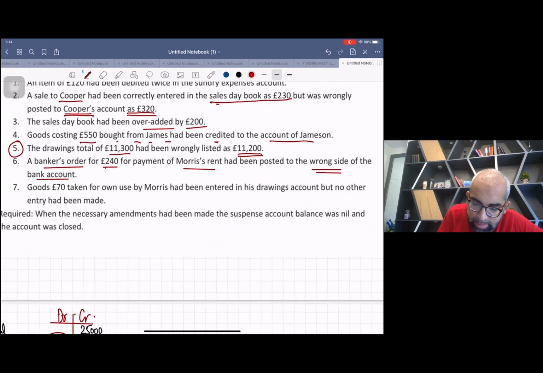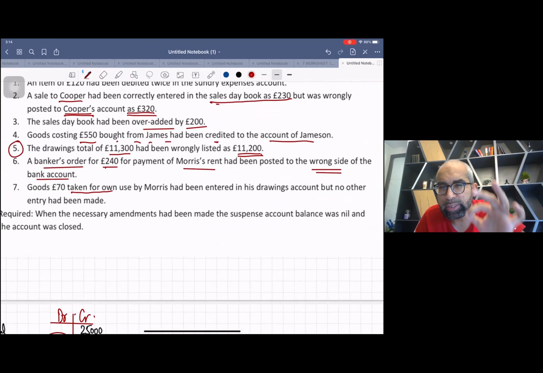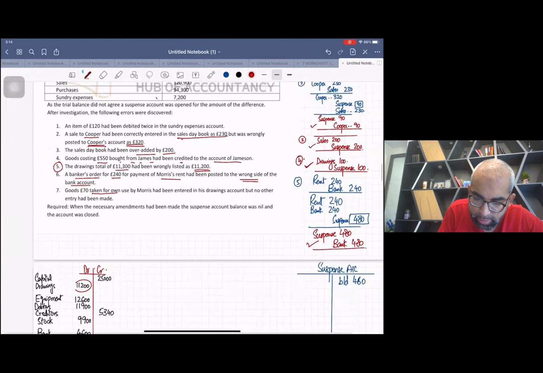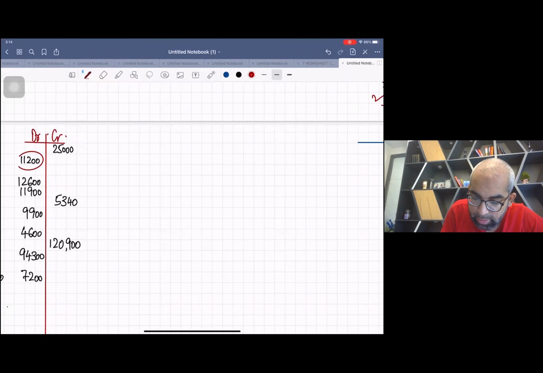Number 7, goods 70 pounds taken for own use. That means goods, meaning stock or inventory, taken for own use. Stock drawings. Now wait, let me make the first entry.